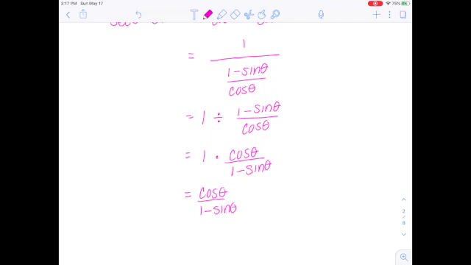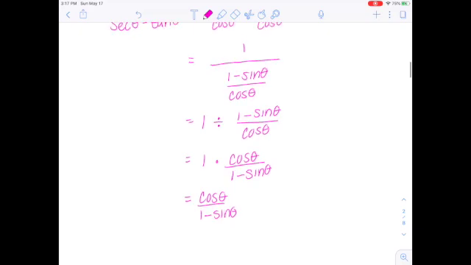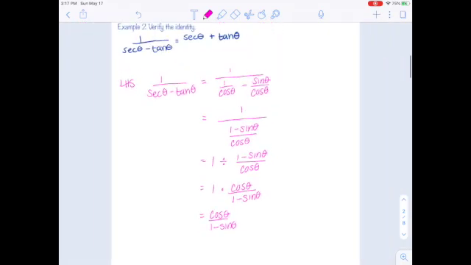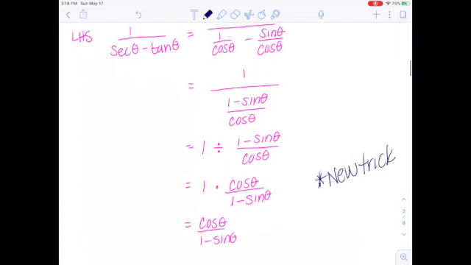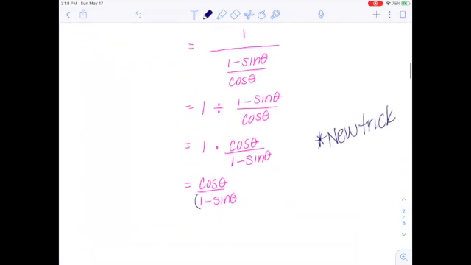Now, this gets a little tricky, right? I don't really know what to do at this point because what do I need? I need a secant theta plus tangent of theta. So I'm showing you a real new technique, new trick. Keep it in your back pocket for any time that you need it. And we're actually going to take that denominator and multiply by the reciprocal. Or not the reciprocal, sorry, the conjugate. So 1 plus sine of theta, numerator and denominator.